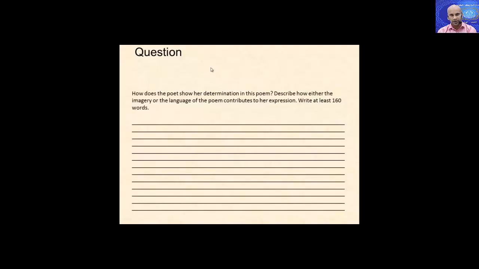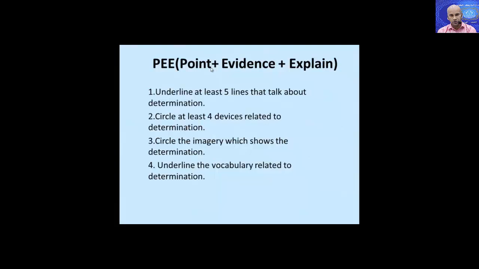So let's see. This is point, evidence, explain. We call it PEE. So the first step that you have to do is underline at least 5 lines that talk about determination. At least 5 lines that talk about determination. We are going to use these 5 lines as evidence.